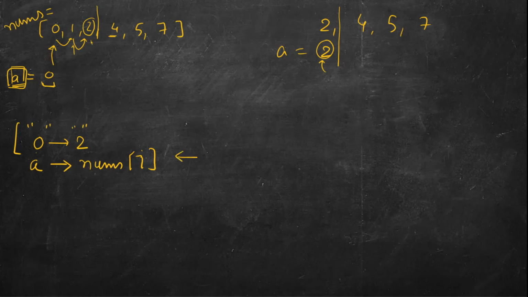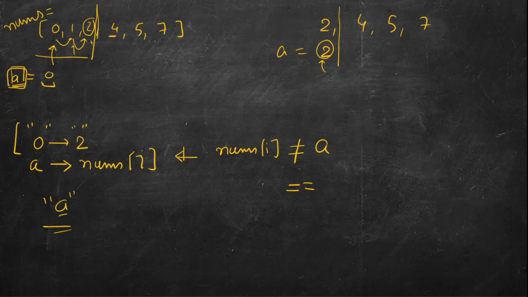So this is the case when nums I is not same as a. If nums I is same as a, then we would just insert a, not this letter a, but the value of a in the string form. So this is one case where the interval ends and next interval begins. So next we will initialize a to 4 and repeat the same logic.